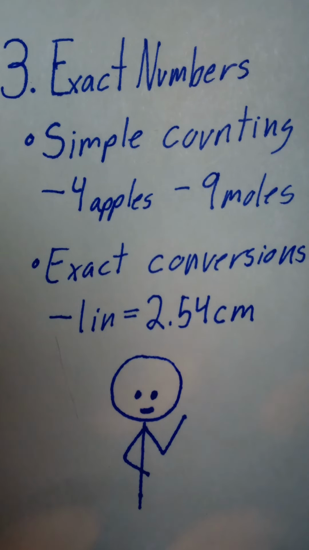Rule number 3. Exact numbers. Numbers that are obtained by simple counting rather than measurements, or are conversions, are considered exact numbers and do not count towards determining significant figures.